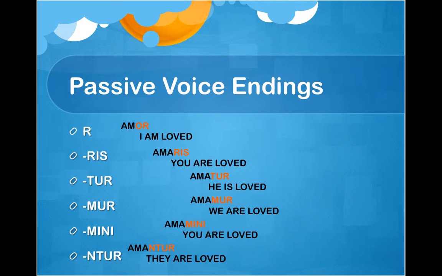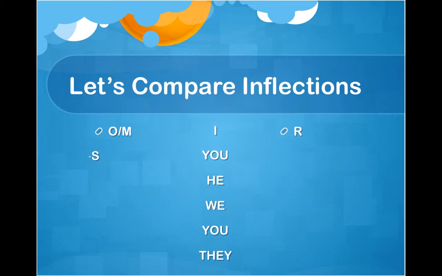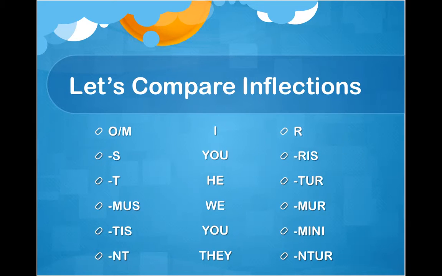The most simple thing that we need to understand here as we compare both the active and passive voice endings is that each of these sets of endings represents a common subject. O, M, and R all represent the subject I, S and ris, you, T and tur, he, she, or it, mus and mur, we, tis and mini, you, plural, and nt and ntur represent the subject they. But that's where their commonalities end. And what's different about them begins to appear.